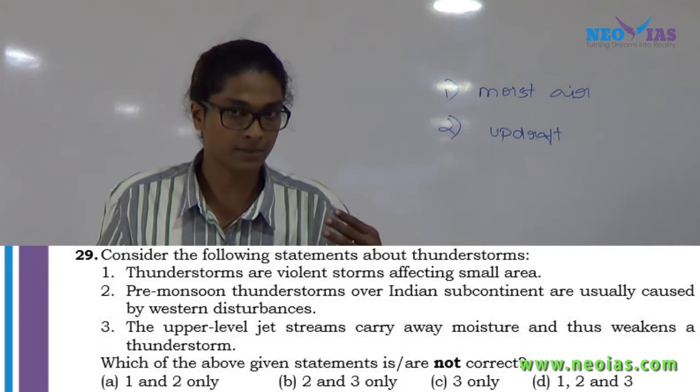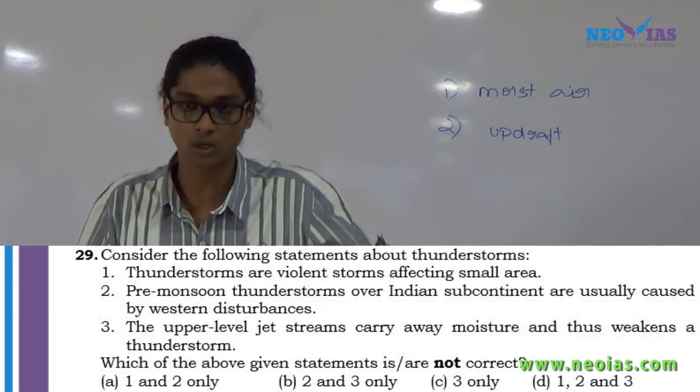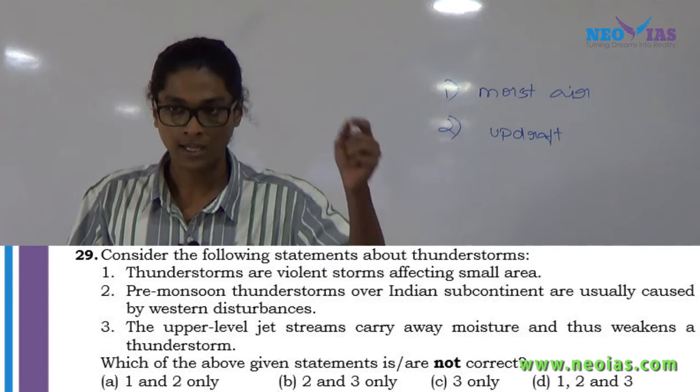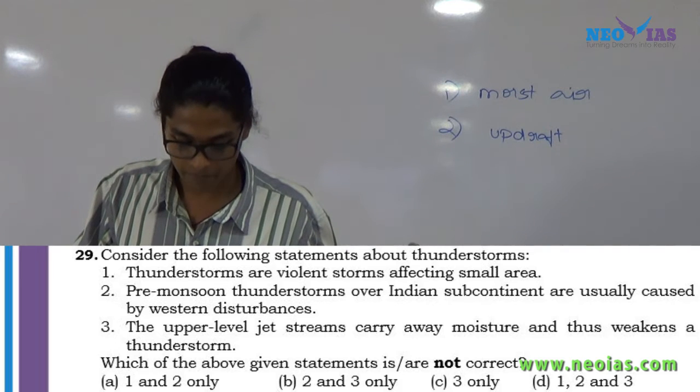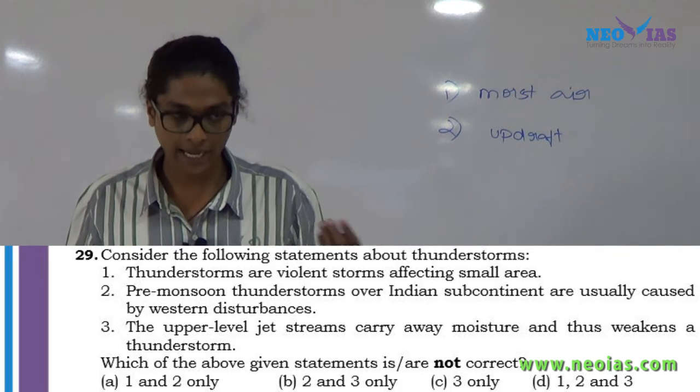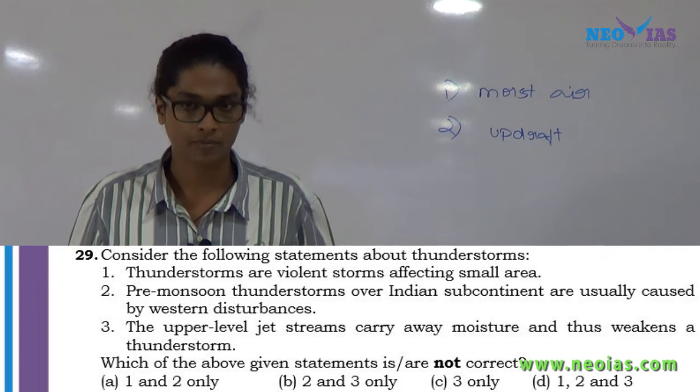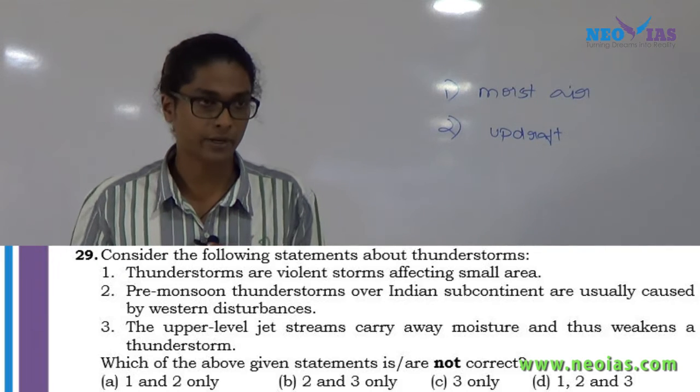Now the question is about which of the following is not correct, right? So you can eliminate the options containing the second statement. You can eliminate A, B as well as D. So the answer will come out as 3. Now go through the third statement.